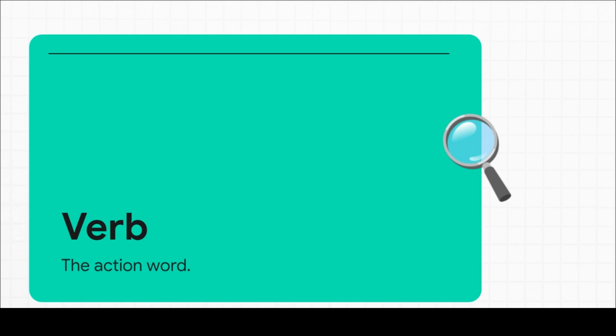Next, the verb. So if the subject is our hero, the verb is what the hero does. It's the engine of the sentence, the action word. You know, words like runs, thinks, explains, plays. And finally, the object. If our hero, the subject, is doing an action, the verb, then the object is what the hero acts on. It's the thing that receives that action. It's what completes the whole idea.